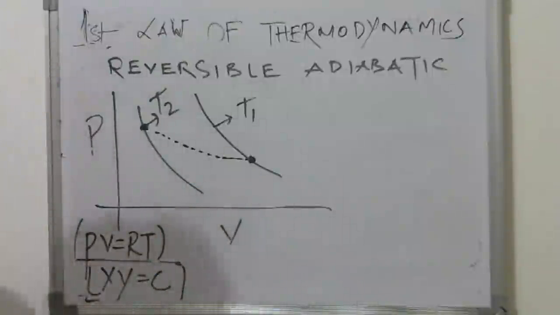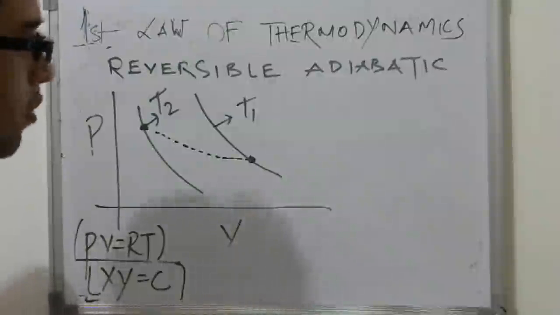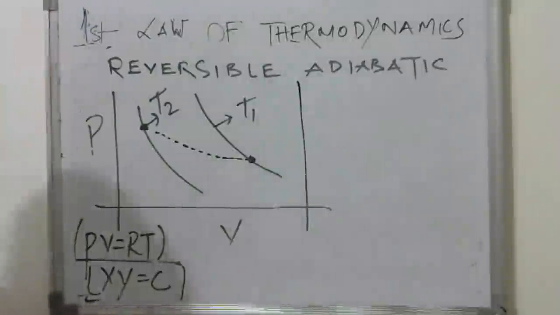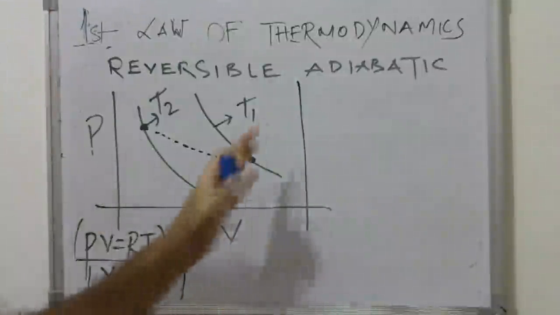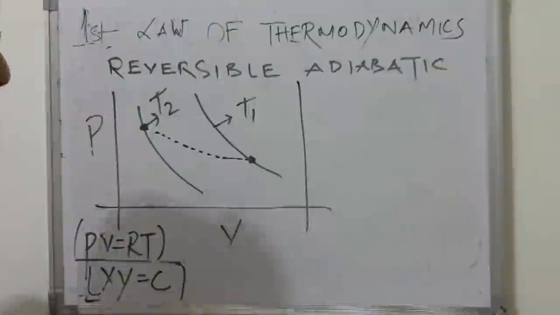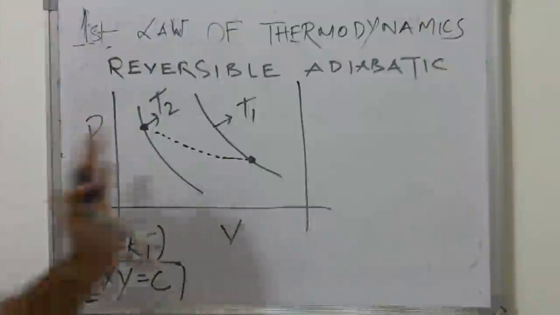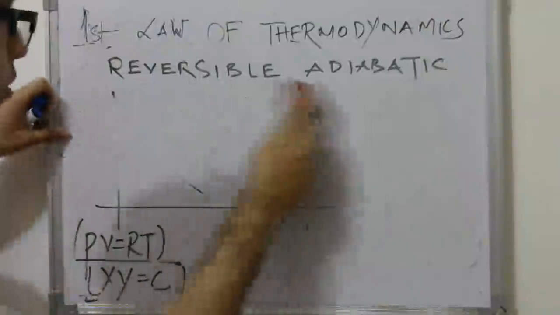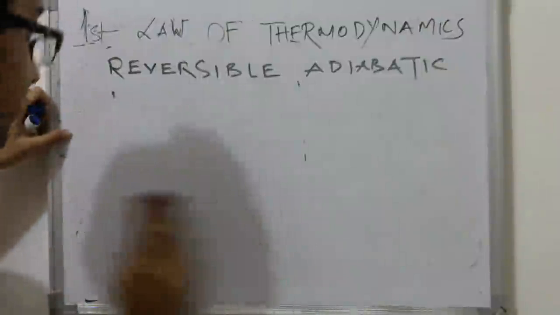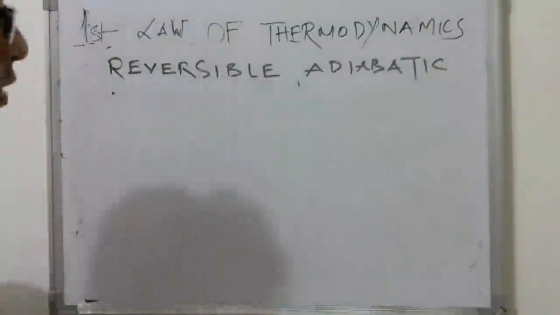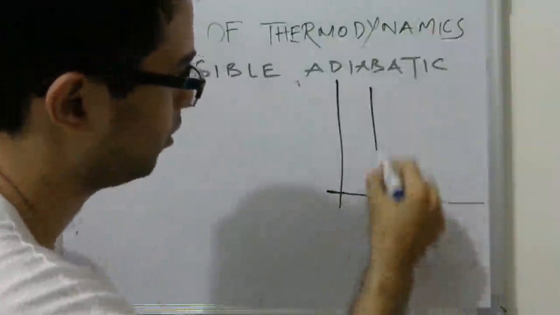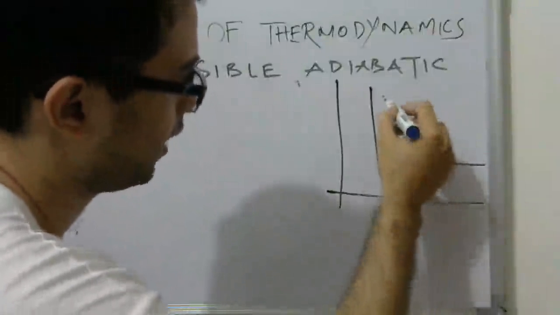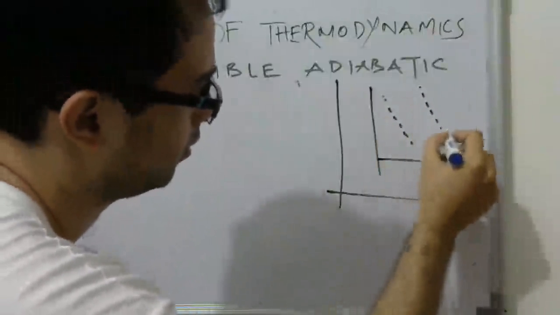Okay, so again we go back to the first law of thermodynamics. Keep this drawing on your copy because I will be referring back to this drawing multiple times. So I will just put it on the right side. I've drawn it on the wrong side. The drawing is very important if you really want to understand an adiabatic process.